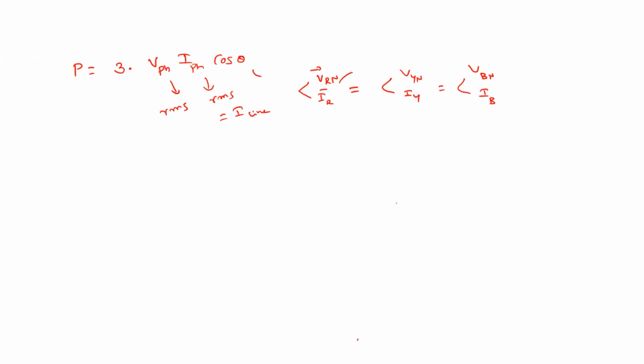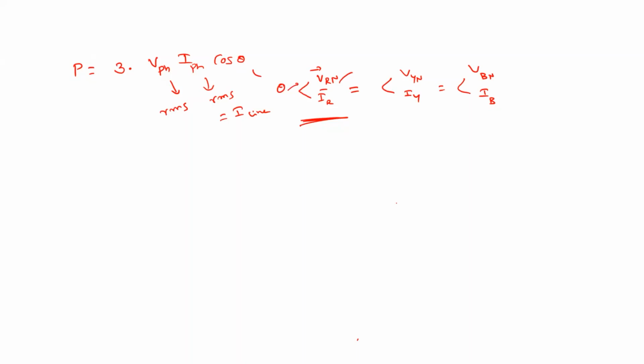Is this some sort of notation or representation, sir? Which one? This one. Is it some kind of representation, the meaning of theta? So theta is the angle difference between the voltage vector and the current vector of the same phase. Okay, sir.